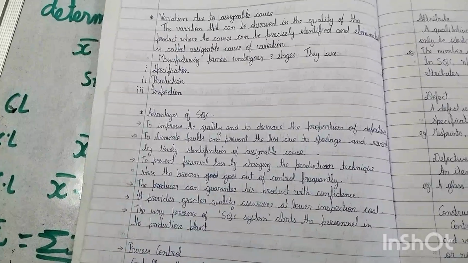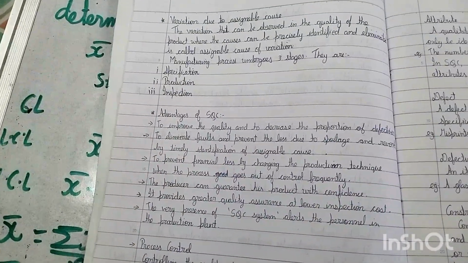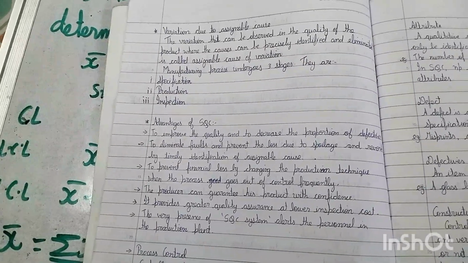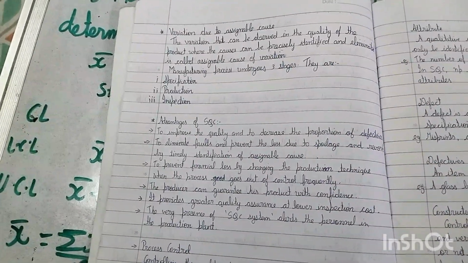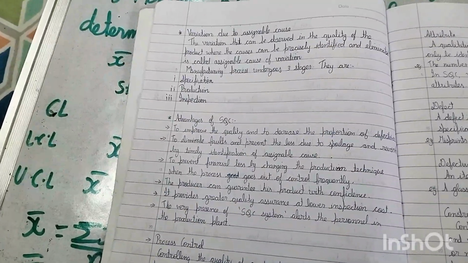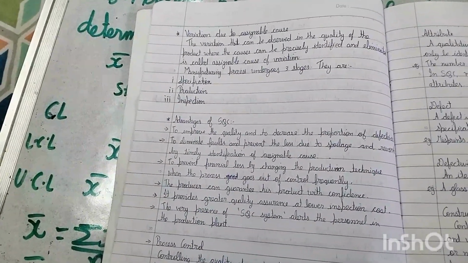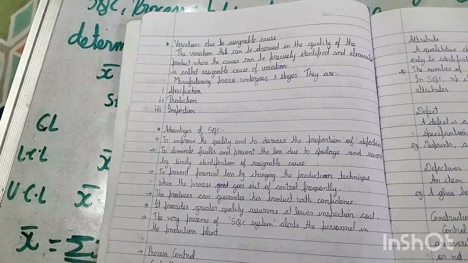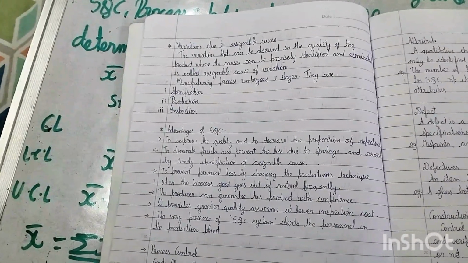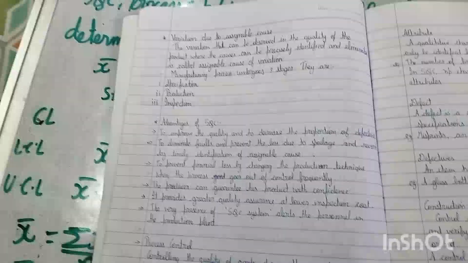Suppose we are very addicted to a clothing brand or something. You just blindly go for the product because you believe in the quality of the product, and once you find the quality has deteriorated or there is some defect in the product, you start having second thoughts about choosing the products. So that's due to assignable causes.